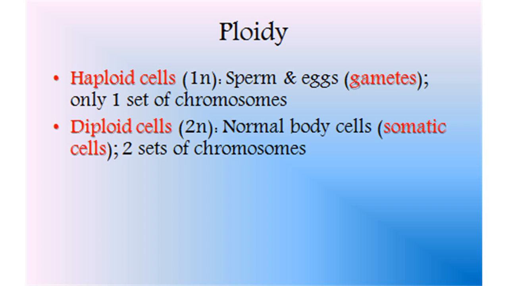Diploid cells make up most of our body. They contain two sets of chromosomes, and these are also known as somatic or body cells. Please keep track of the difference between haploid and diploid cells, because later on when we talk about the actual process of meiosis, we'll be keeping track of at which points in the process you have haploid and at which point you have diploid cells.